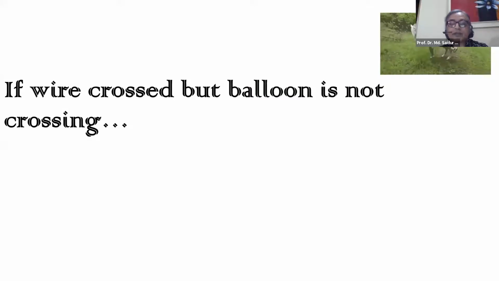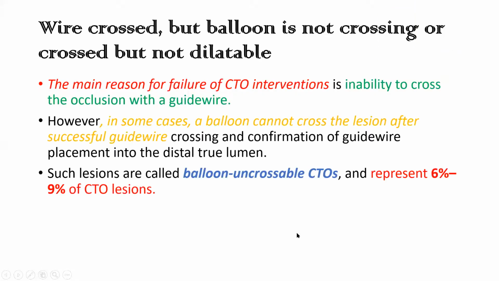But if the wire crossed, but the balloon is not crossing, this situation happens. The main reason for failure of CTO intervention is inability to cross the occlusion with a guide wire. That's true. But if the guide wire has been crossed, but the balloon cannot cross the lesion after successful guide wire crossing in antegrade approach, and confirmation of guide wire placement into distal true lumen has been confirmed, but nothing is crossing there, it is about 6 to 9% of the situation.